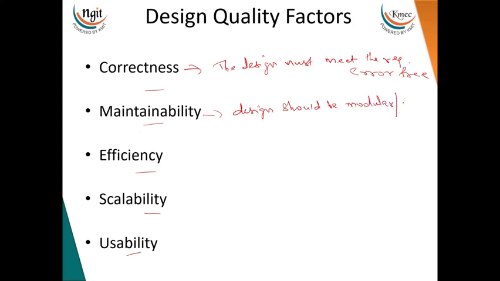Then we talk about maintainability, where the design should be modular. So why should it be modular? Whenever we find some kind of change, easy to make the changes. Whenever you find some kind of change that has to be made in the future, you can just do whatever you want. That is what the quality factor maintainability speaks about.